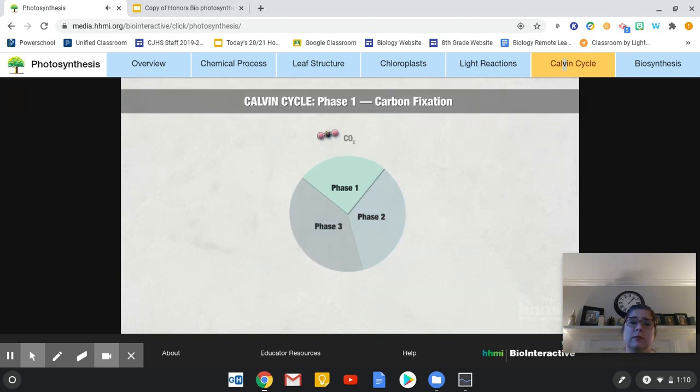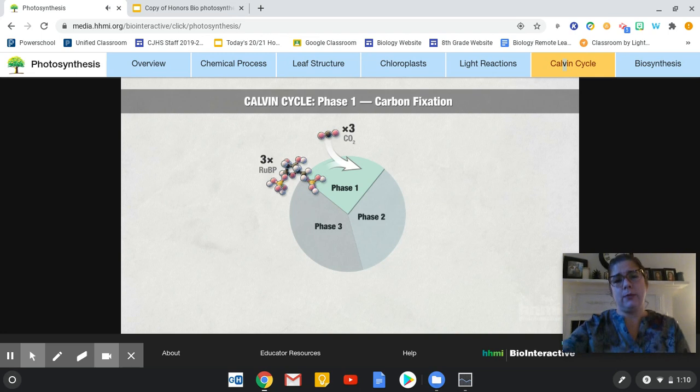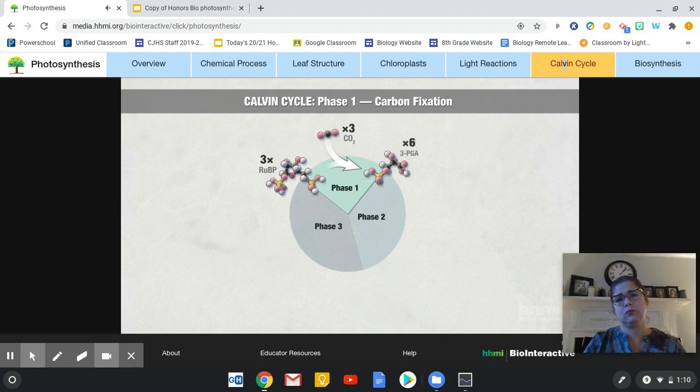Inorganic carbon, in the form of carbon dioxide from the air, is incorporated into organic molecules, a process known as carbon fixation. 3 molecules of carbon dioxide react with 3 molecules of ribulose bisphosphate. You don't need to know that molecule. To produce 6 molecules of a 3-carbon molecule called 3-PGA. The enzyme Rubisco catalyzes this reaction.